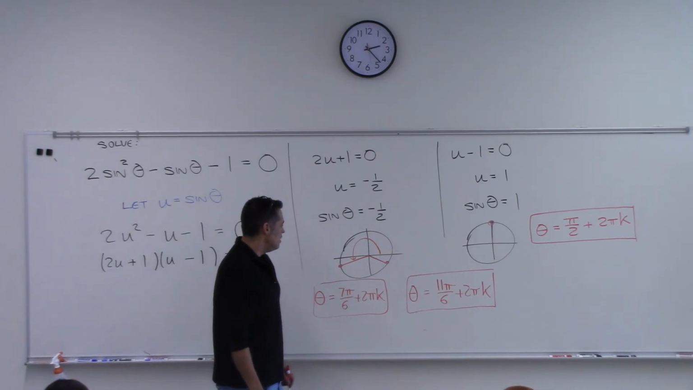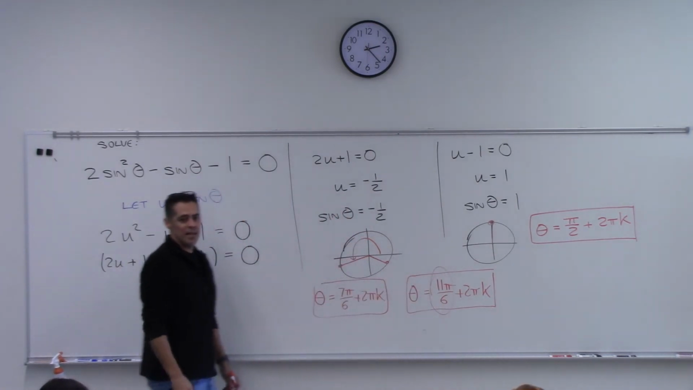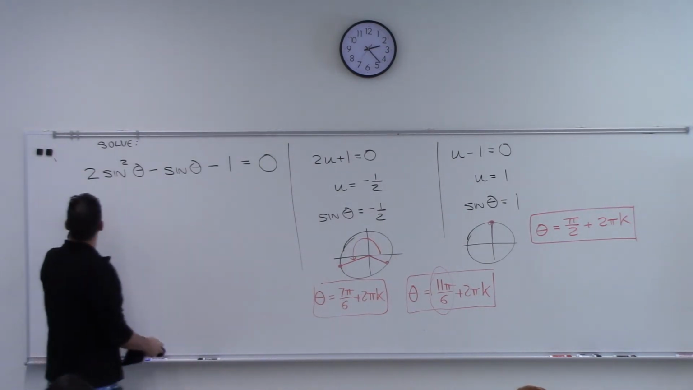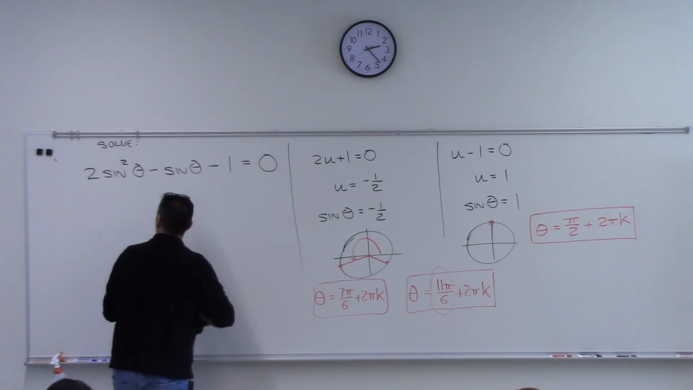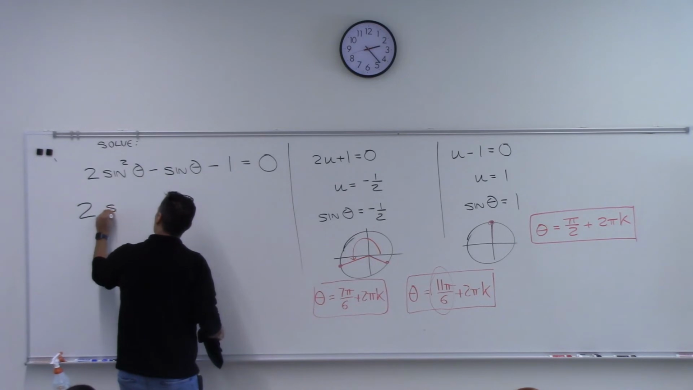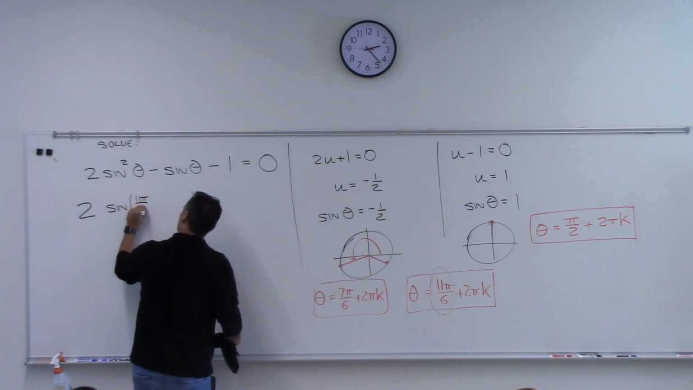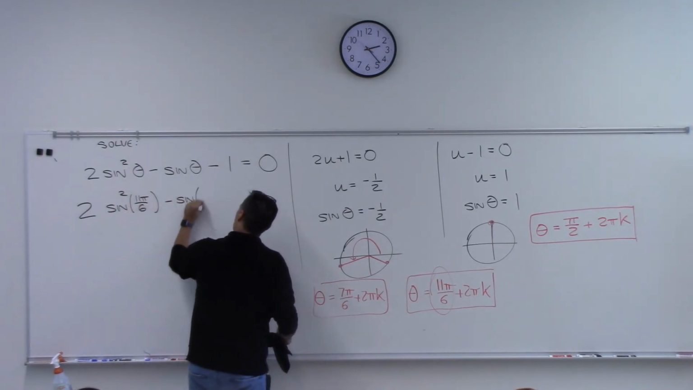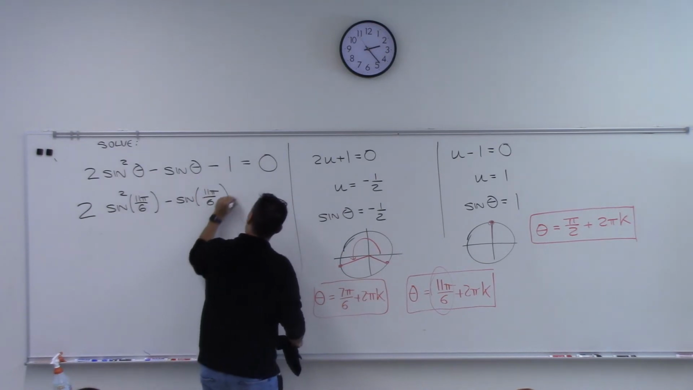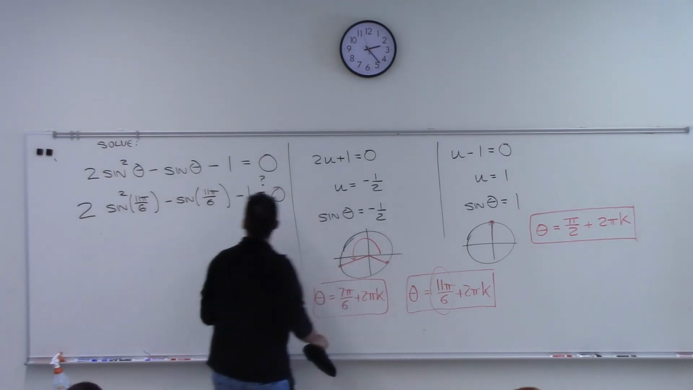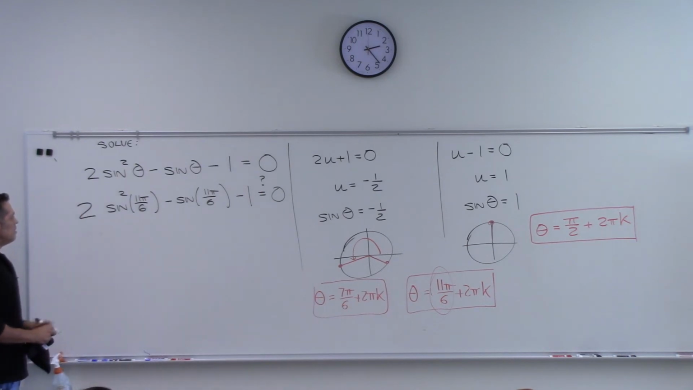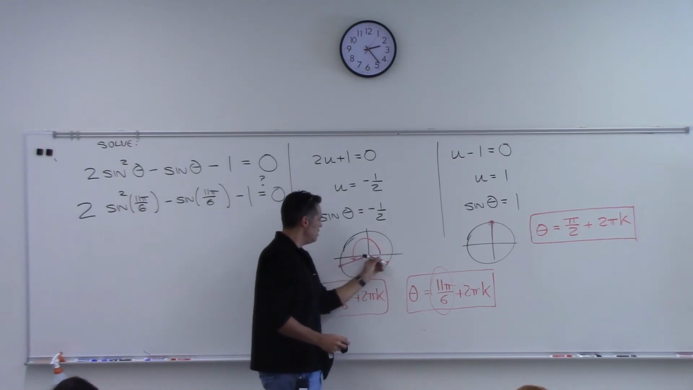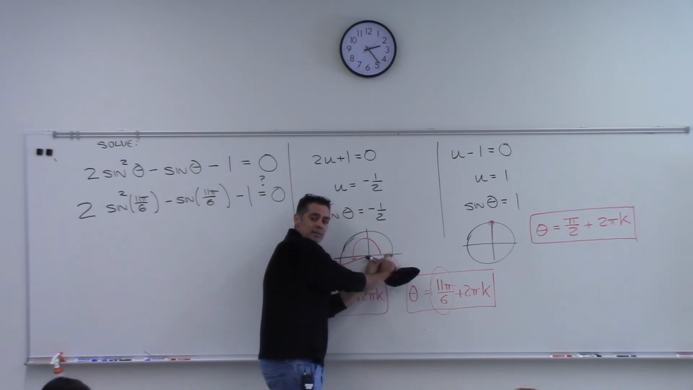Let me just check 11 pi over 6. Let's see if that's a solution to this equation. I'm going to replace all my thetas with 11 pi over 6. So I'd have 2 sine of 11 pi over 6 squared, minus sine of 11 pi over 6, minus 1 equals 0. And the question is, is that true? So I need to know what sine of 11 pi over 6 is. Don't we already know what that is? 11 pi over 6, sine is the y-coordinate, so it's negative a half, isn't it?